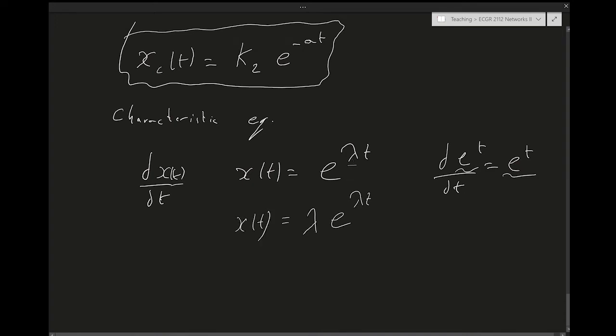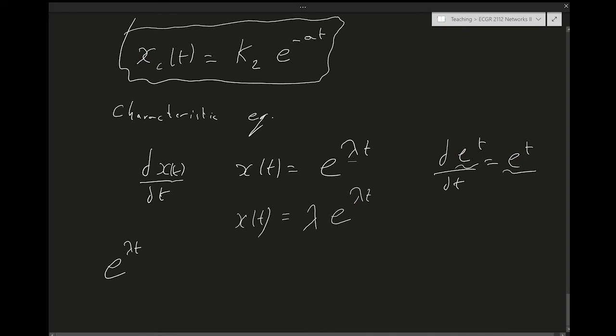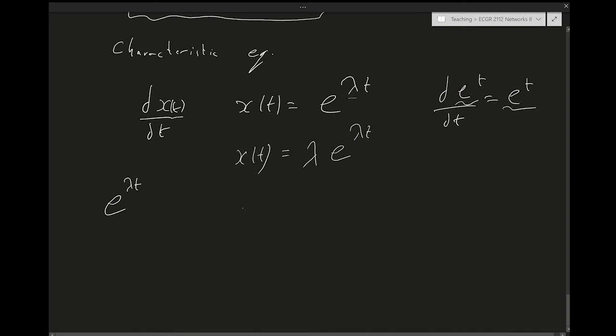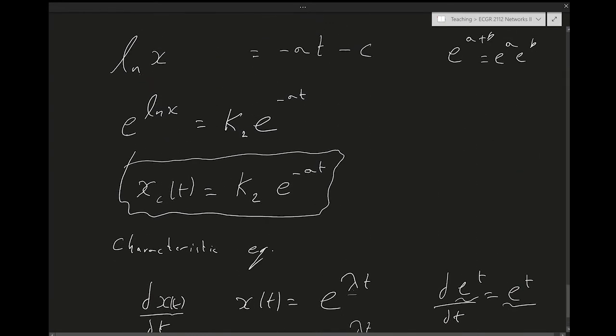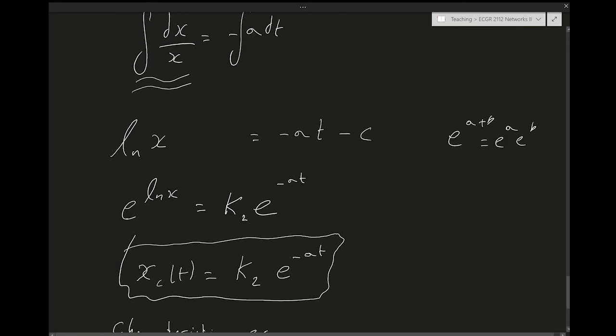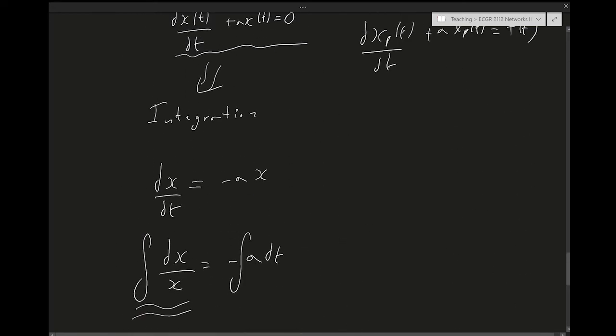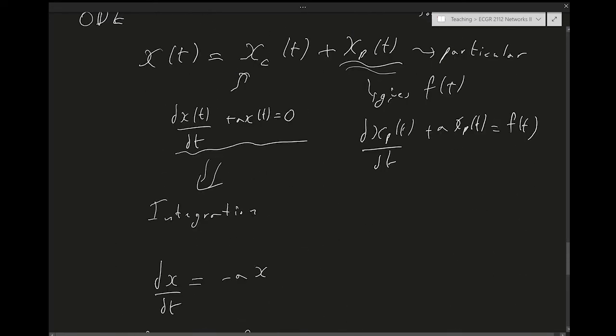Okay, so using this property, I can assume that the solution is going to be e^(λt), and then I just solve for what λ should be. So this is a very common technique of solving ODEs by solving the characteristic equation.